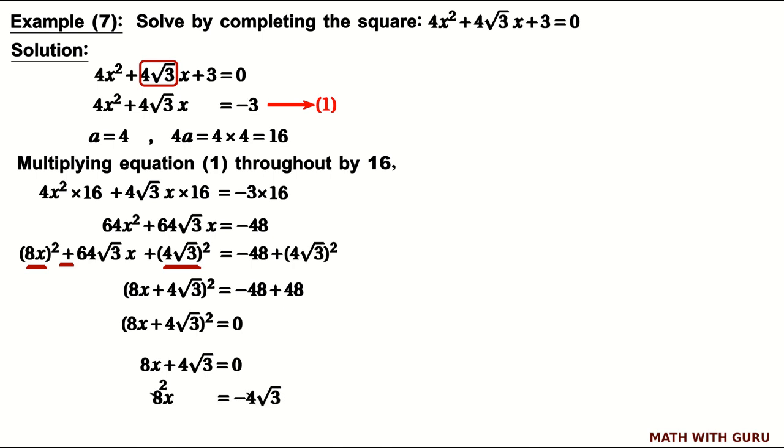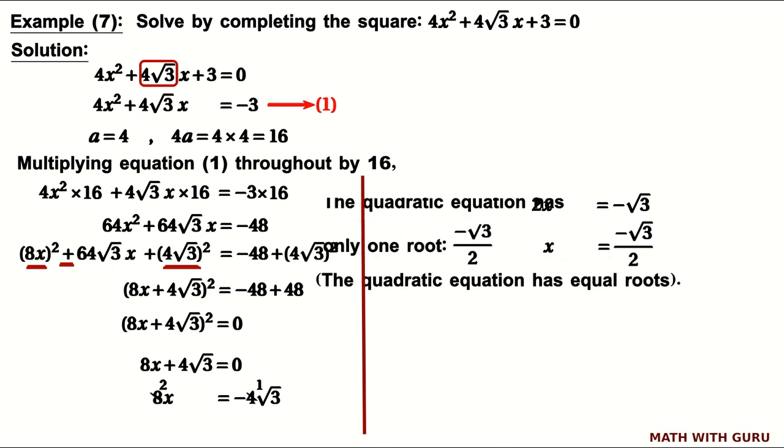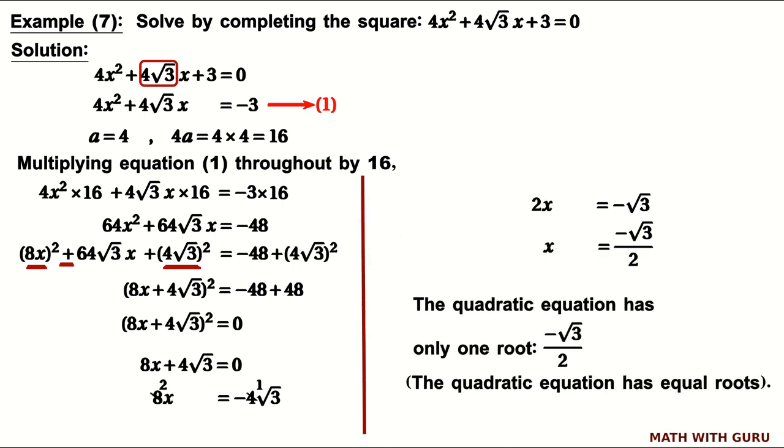4 is a common factor. 2x equals minus root 3. x equals minus root 3 divided by 2. x has got only one value. This means the quadratic equation has only one root. Or we can say the quadratic equation has equal roots.